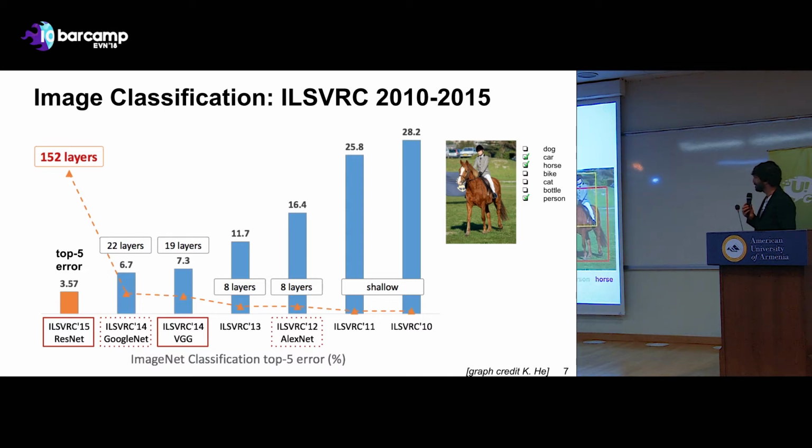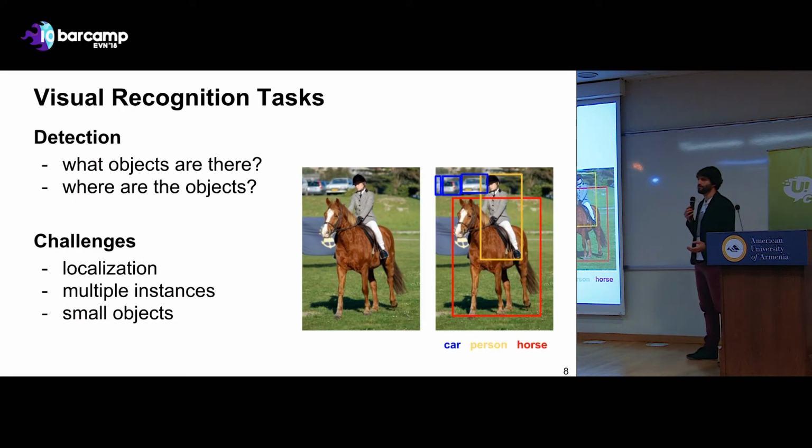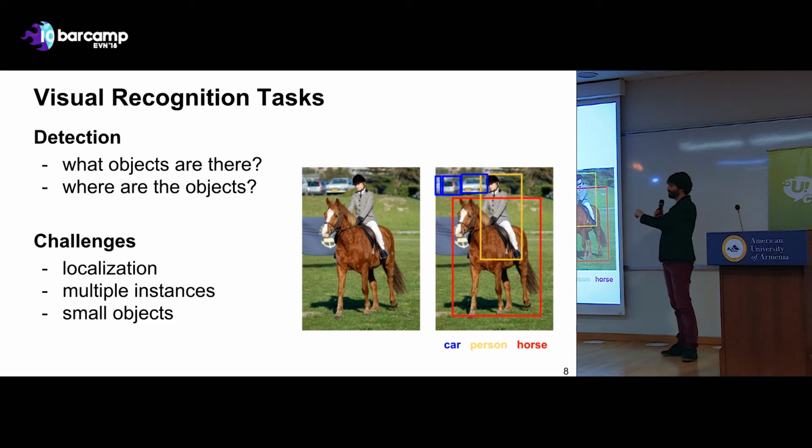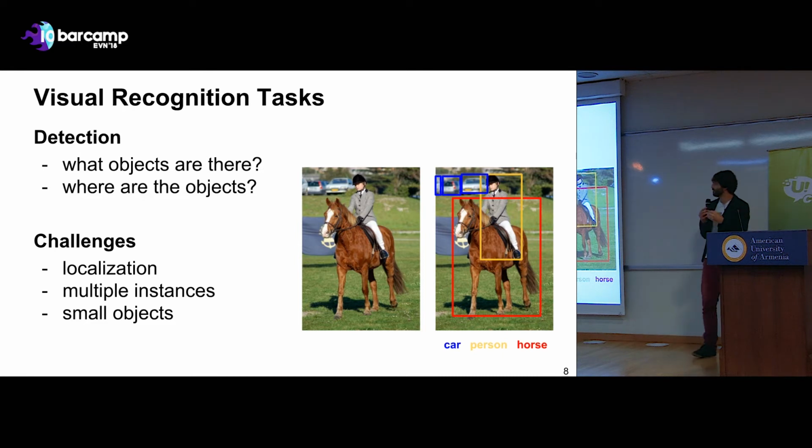So now that we've seen classification, I want to move on to a more advanced problem, which is detection, where you want to know not just what's in an image, but exactly where the objects are, as you can see in these boxes around the person and the horse and so forth. So we need to both know what and where. And this can be difficult because we want to get every instance.